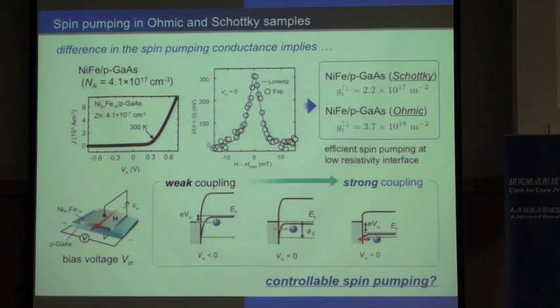To investigate this in detail, we measured the spin pumping and inverse spin Hall effect in a permalloy/p-type gallium arsenide junction with a Schottky contact. The result shows that the spin pumping conductance for the ohmic type sample is again higher than that for the Schottky type sample. This result implies that we can control the spin pumping by tuning the interface Schottky barrier. So next we measured the spin pumping while applying a bias voltage across the junction.